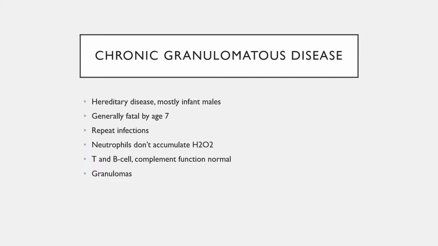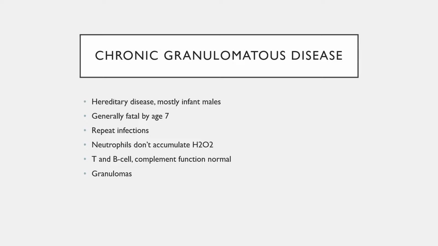Chronic granulomatous disease, or CGD, is the result of a congenital condition where the patients have an inability to produce superoxide. Superoxide is similar to peroxide. It's an oxygen-dependent killing mechanism of the body. It is a hereditary disease mostly found in infant males, and it is usually deadly by the age of 7.